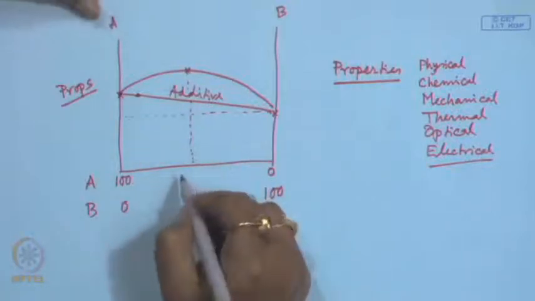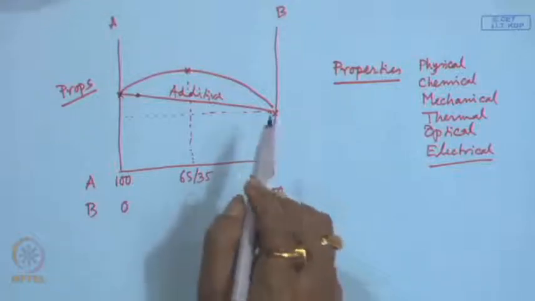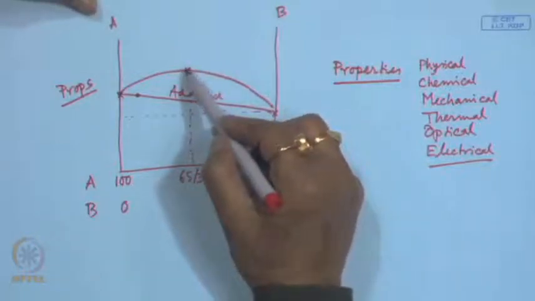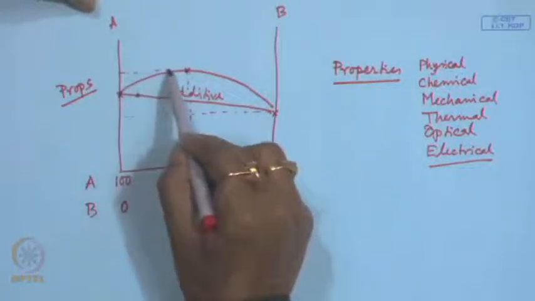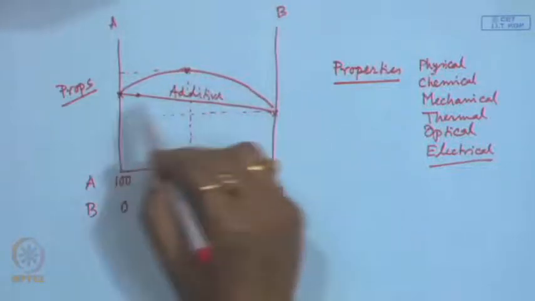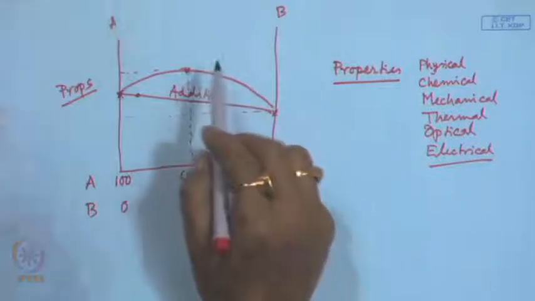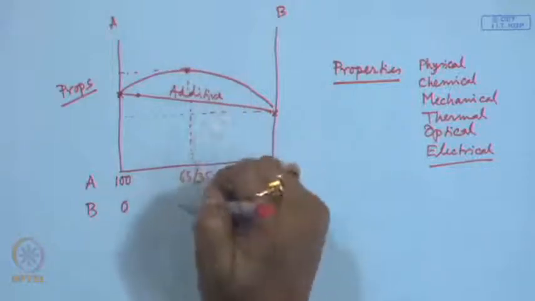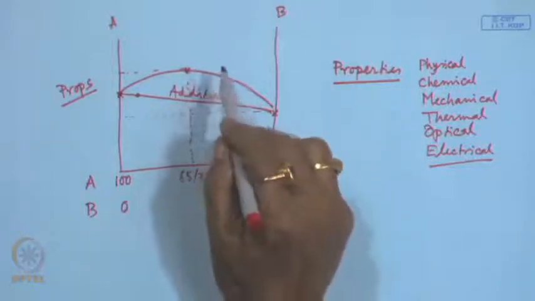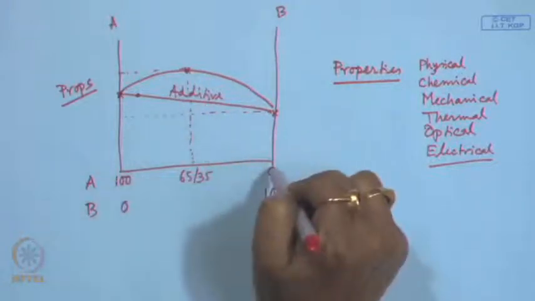So, here it is, suppose say 65-35, for example, 65-35. So, 65-35 composition can give maximum properties, which is neither available from A nor B. So, that is a kind of synergistic behavior. These are the benefits of such polymer blends having intermediate compositions, which is neither available with A nor available with B.